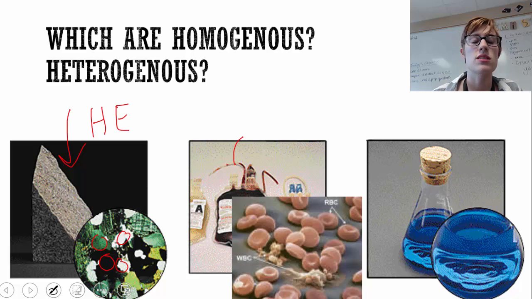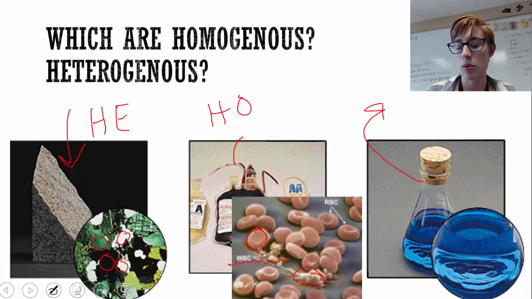Blood looks the same, right? It all looks even, though when you zoom in, you know that blood is made up of red blood cells, and it's made up of white blood cells, and it's made up of the plasma. So it's a mixture, right? Because it's a bunch of different chemicals, but it looks like it's the same. So we call this a homogeneous mixture.